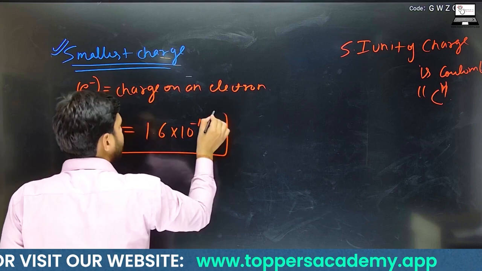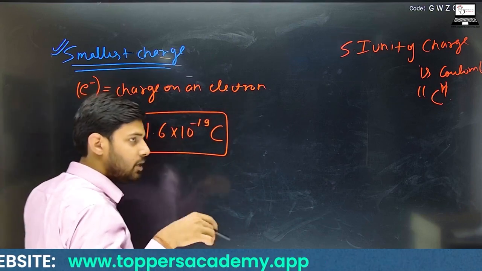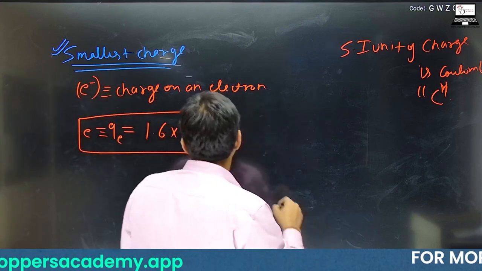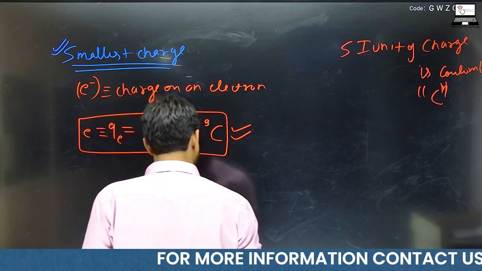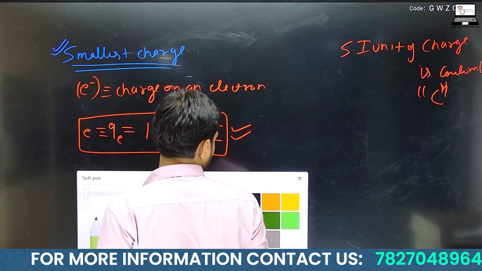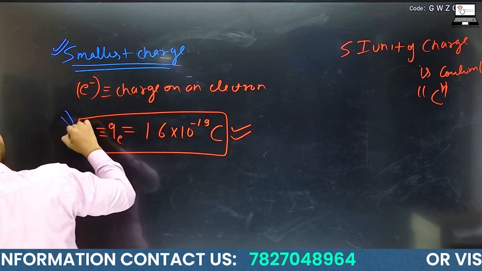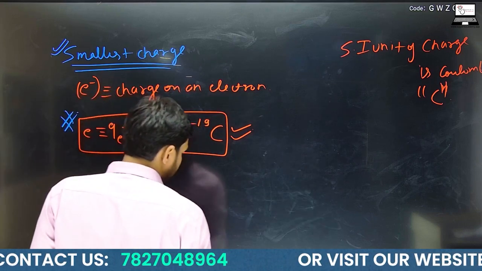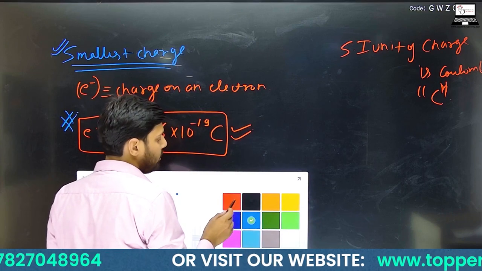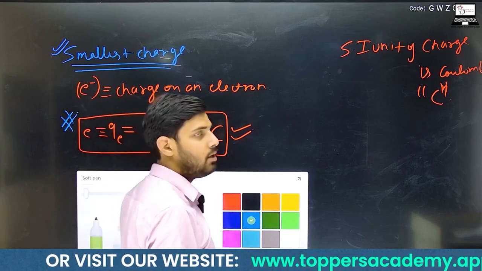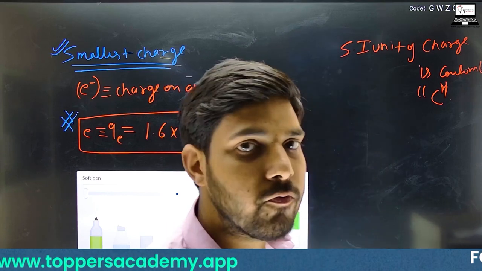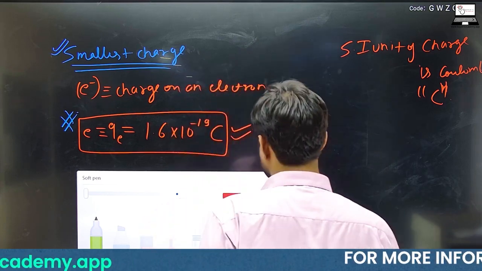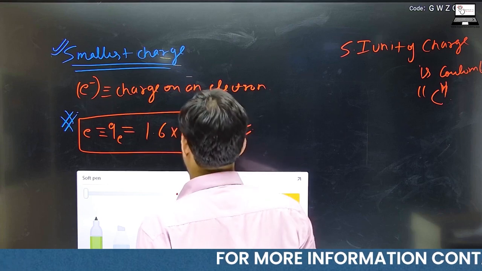And the smallest charge that can exist in nature is the charge on an electron. Clear? This is one of the most important things that you need to remember, that the charge cannot be less than E. Charge cannot be less than the magnitude of E. Clear? Okay.